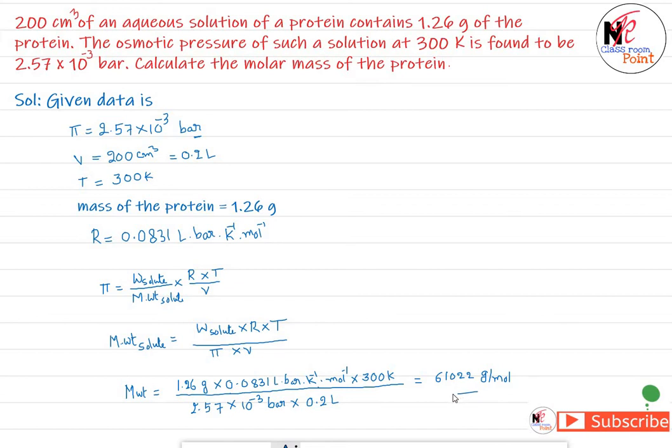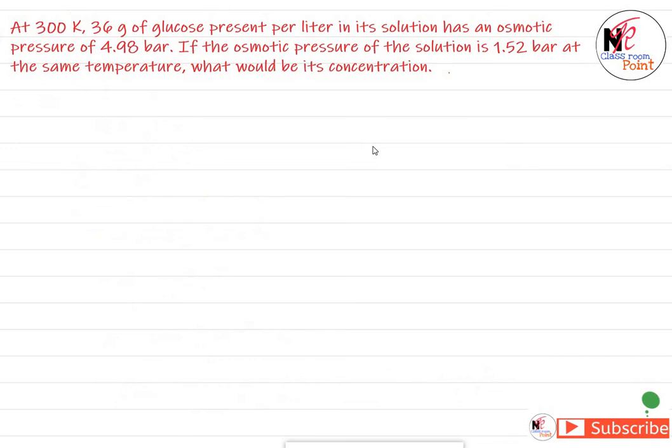Now let us go for another question. Let us see the second question. At 300 kelvins, 36 grams of glucose present per liter of solution has an osmotic pressure of 4.98 bar. So volume of the solution is given, it's 1 liter, and for each liter 36 grams of glucose is present at 300 kelvins, and its osmotic pressure is 4.98 bar. If osmotic pressure of the solution is 1.52 bar at the same temperature, what would be its concentration?